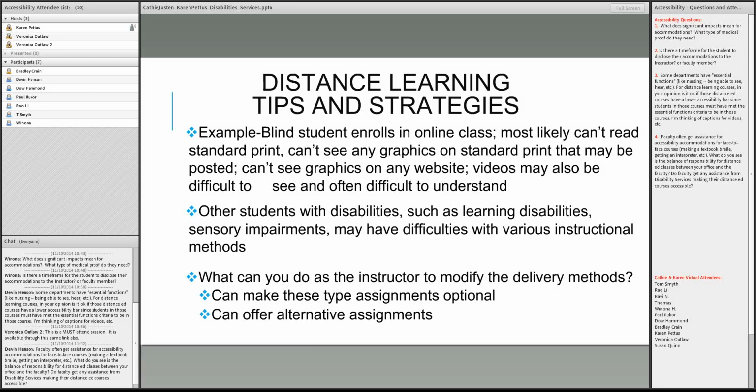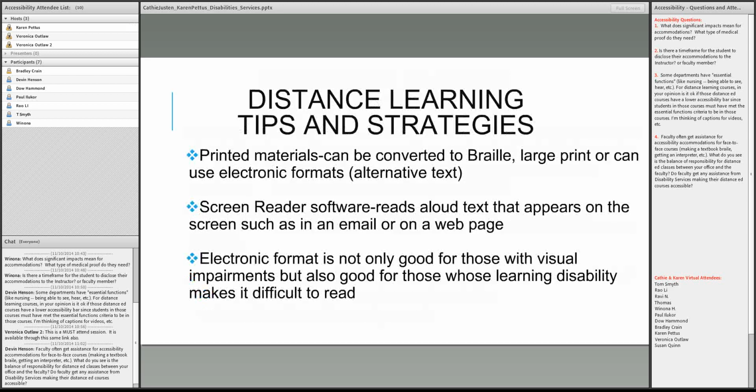All right, some more tips and strategies. On our website, and Brad will talk about that this afternoon, we have a template for a syllabus that already has the, I'm not a technology guru. That's why I hired Dow and Brad. Let me just tell you right now.